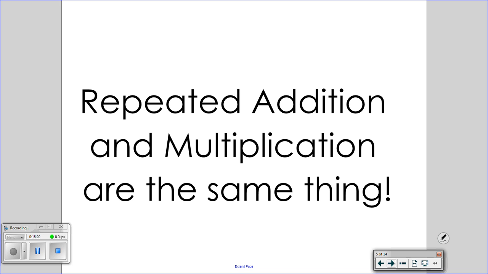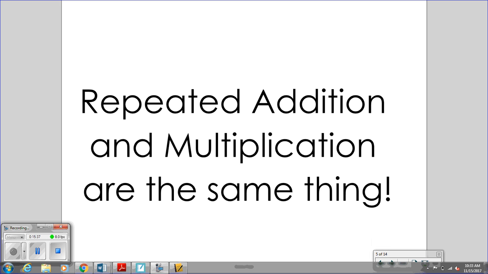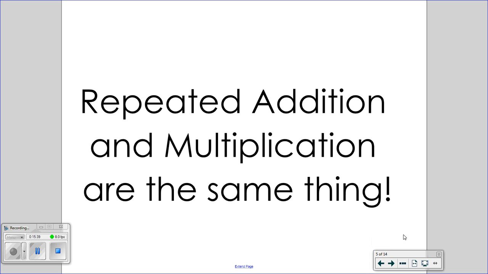You've already been doing multiplication. I know. You have already done multiplication. Write that in your notebook. Repeated addition and multiplication are the same thing. You write it in bold words. Sure, I like it in bold words. That's totally fine. So yes, it is true. You have been doing multiplication this whole time.